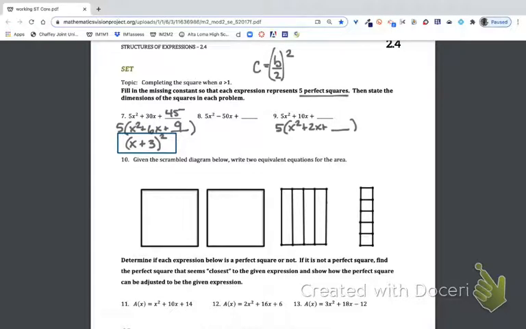And then take half of b and square it. Well, in this case, b is 2. So 2 over 2 is 1. 1 squared is 1. And if you multiply that 5 in, distribute that in, you would get 5. The dimensions of each square would be x plus 1 times x plus 1.